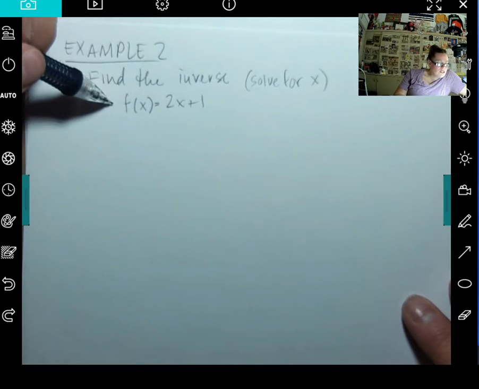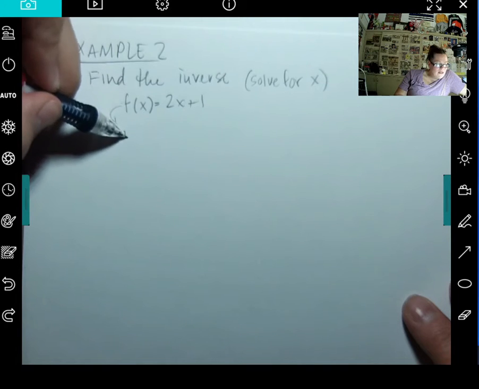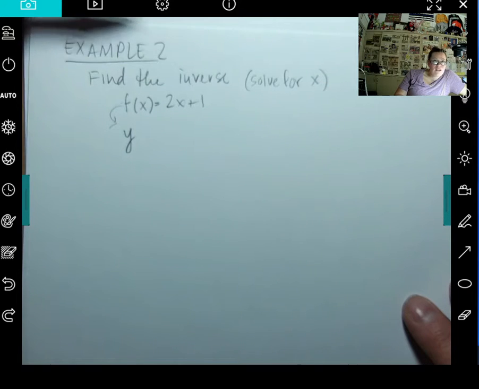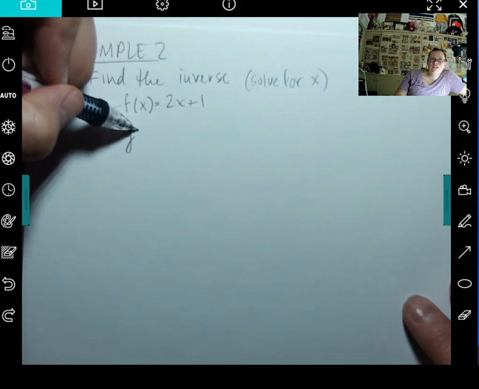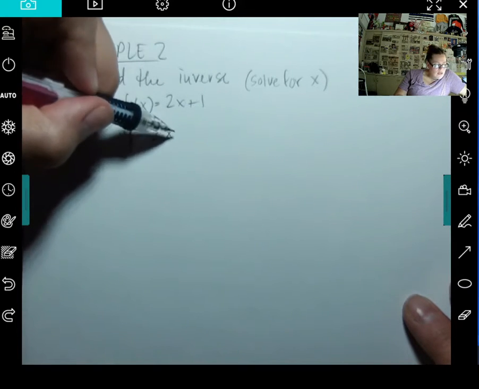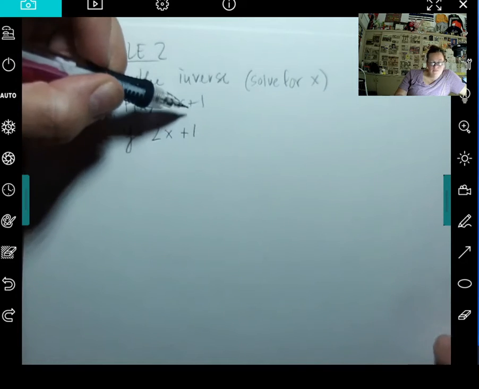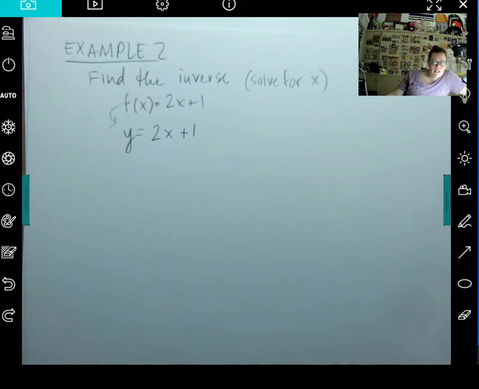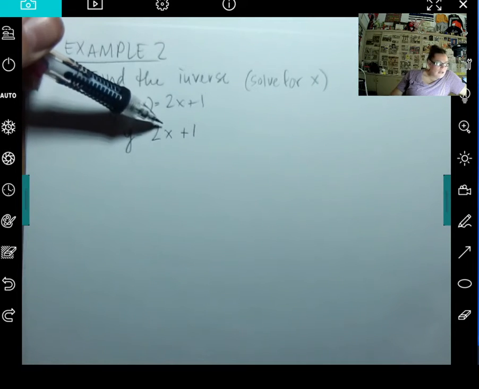So the way that we start is by switching the f of x to a y. It's just a little bit easier to deal with a y than it is to deal with an f of x. So y equals 2x plus 1. They essentially mean the same thing. It's a linear function, and now we are going to solve for x.